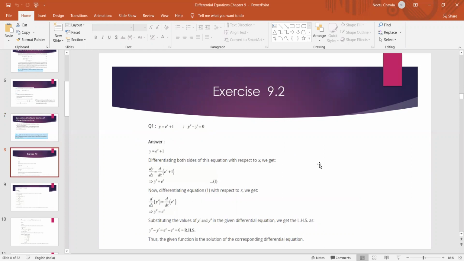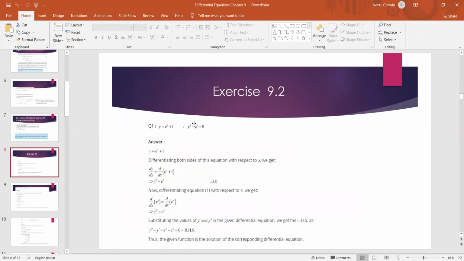We are given y is equal to e to the power x plus 1. And we have to prove that this is a solution of the differential equation y double dash minus y dash is equal to 0. So we are given y, so y is e to the power x plus 1. Let's differentiate and we get the value of y dash. y dash becomes e to the power of x. And when we differentiate 1, we get 0 only. So we have y dash is equal to e to the power of x.